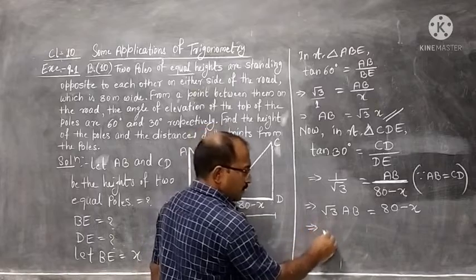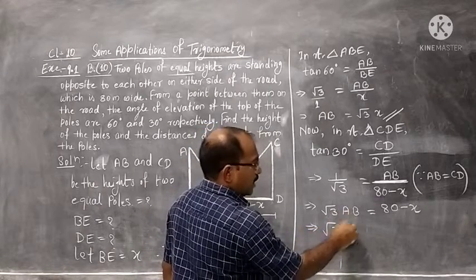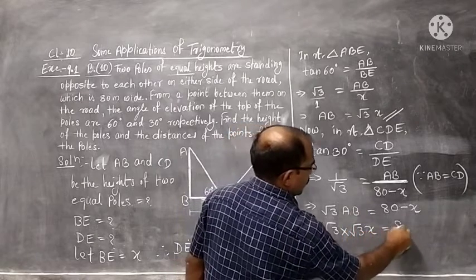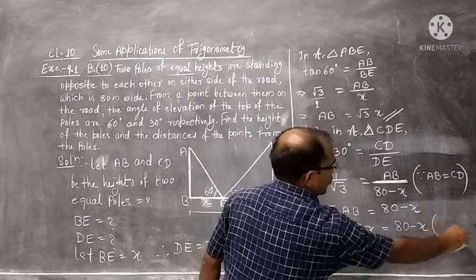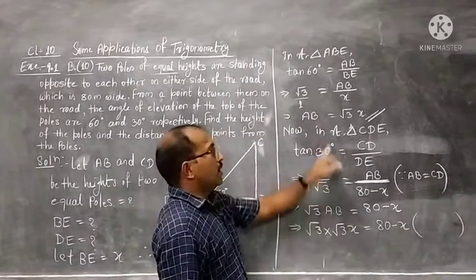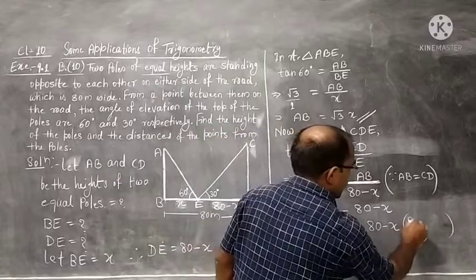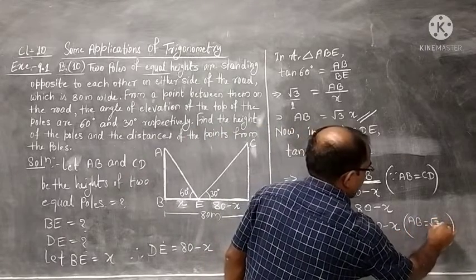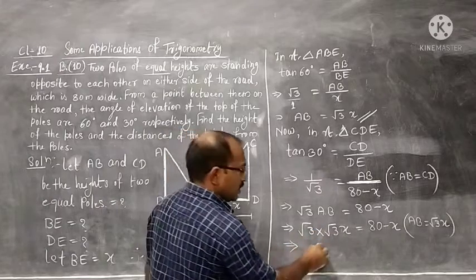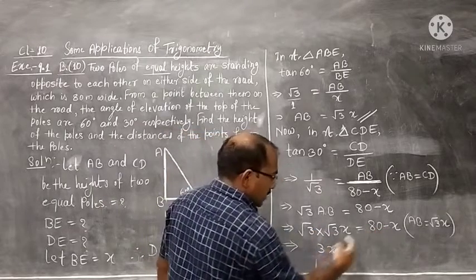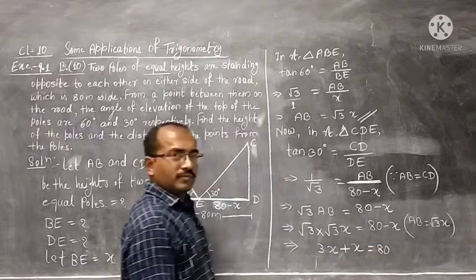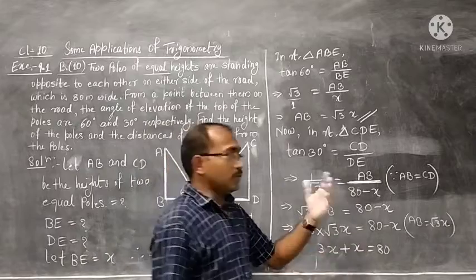Root 3 into AB, and AB is also root 3x, is equal to 80 minus x. So, here also we are changing something: AB equal to root 3x from here. Now, simple calculation: root 3 into root 3 is 3, so 3x, and minus x becomes plus x on the other side, equal to 80. 3x plus x, 4x equals 80.